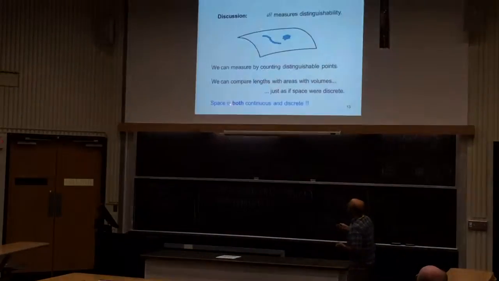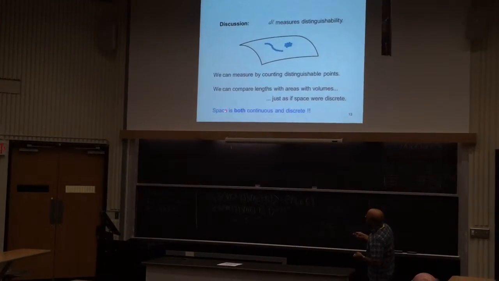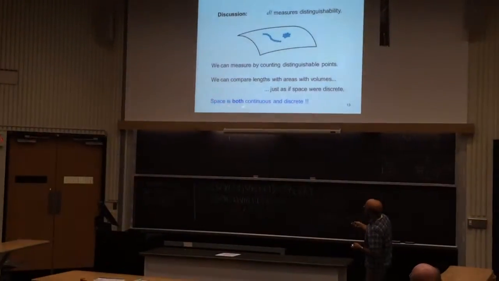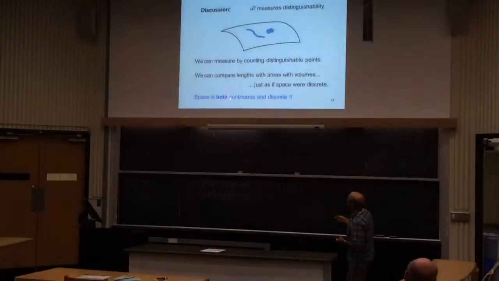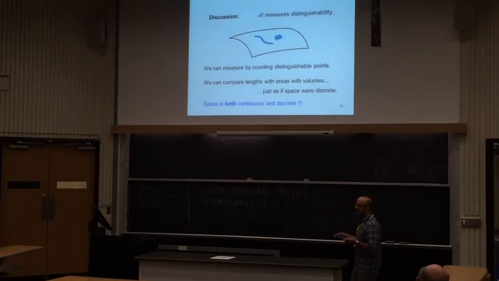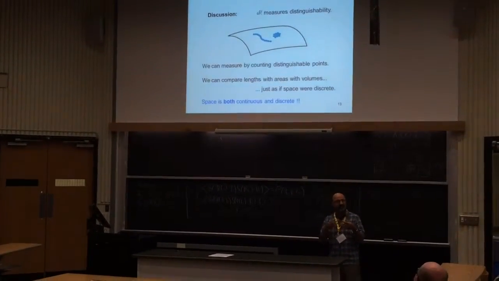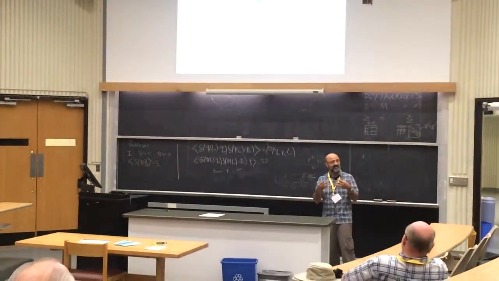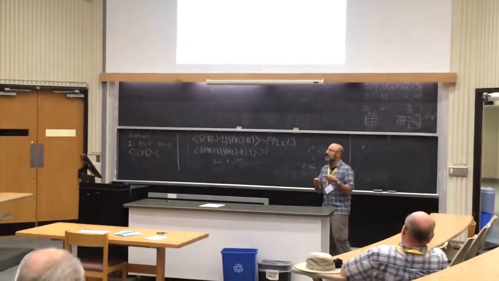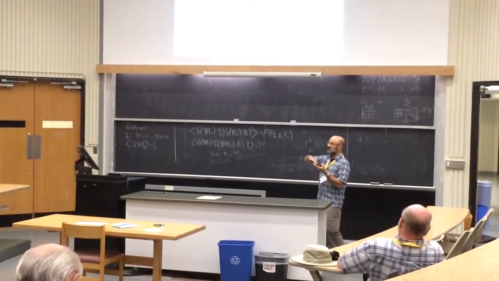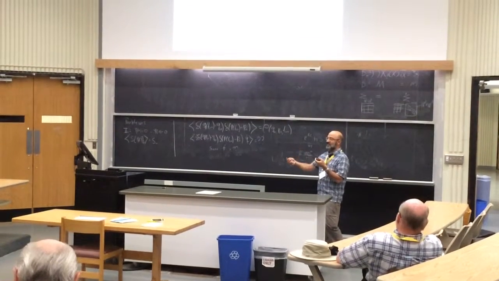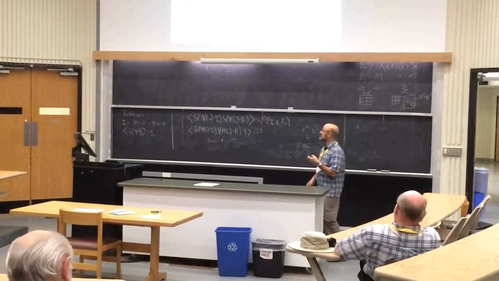So my conclusion is that in this kind of model of space, it has features that are continuous and features that seem discrete. So space is like the best of both worlds, it includes both. The ease with which we can do continuous calculations, along with some of the nice features of these pieces.